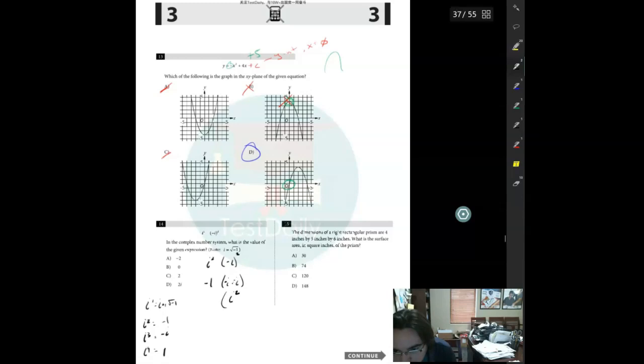I believe something is missing from this one. I believe there's supposed to be a positive sign in there. I'm not sure why that is missing. Because i squared is also negative 1. So I have negative 1 plus negative 1, which gives me negative 2, which gives me the answer choice on this one, A, for 14. Yeah, I think something is missing on this one.